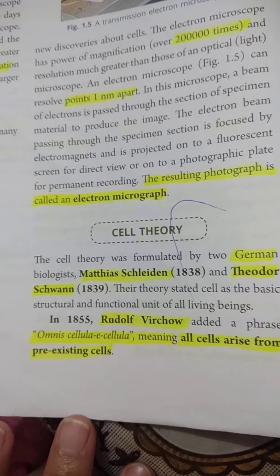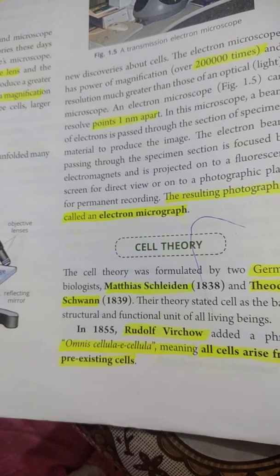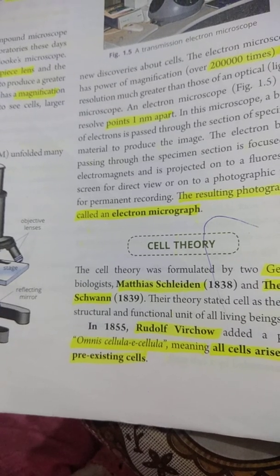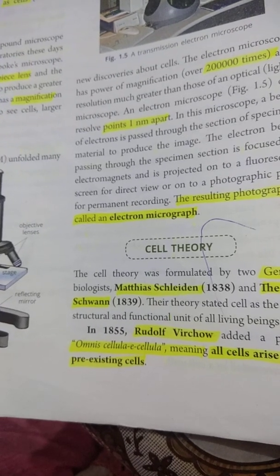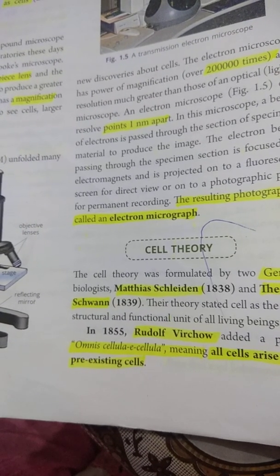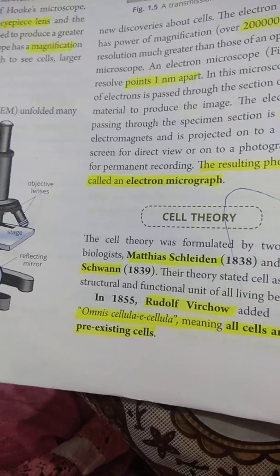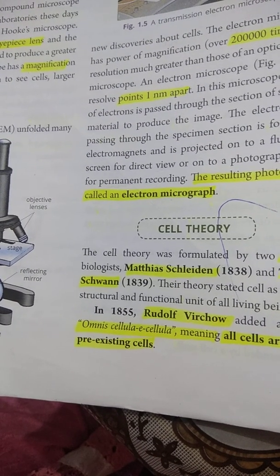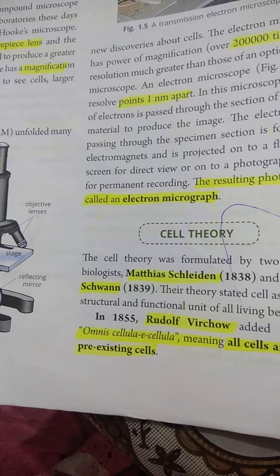Now the next heading is cell theory. The cell theory was formulated by two German biologists, Matthias Schleiden in 1838 and Theodor Schwann in 1839. Their theory stated the cell as the basic structural and functional unit of all living beings. Schleiden and Schwann gave two points: all organisms are made up of cells, and the cell is the structural and functional unit of all living organisms.